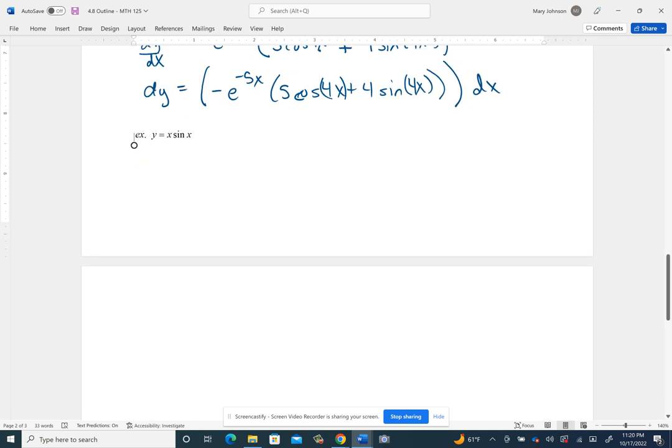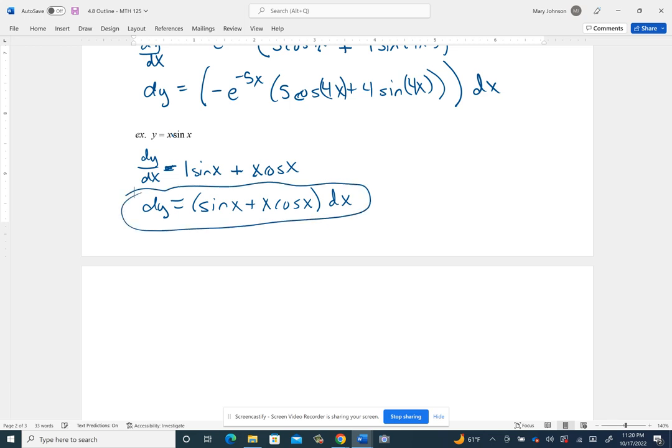All right, one last one. What if we had y equals x sine x? So we'll start by doing dy dx. This is a product rule problem. Derivative of the first times the second plus the first times the derivative of the second. And then multiply both sides by dx. So we'll get sine x plus x cosine x, dx. And that's what they want. That's the differential notation.